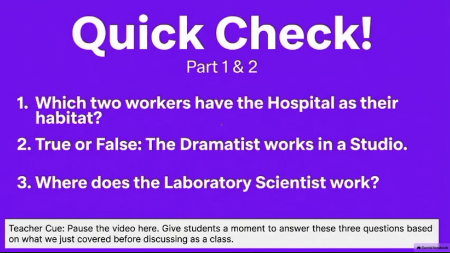So let's do a quick check. Which two workers have a hospital as their habitat? Which two workers work in a hospital? We talked about it. What are the two workers that work in a hospital?